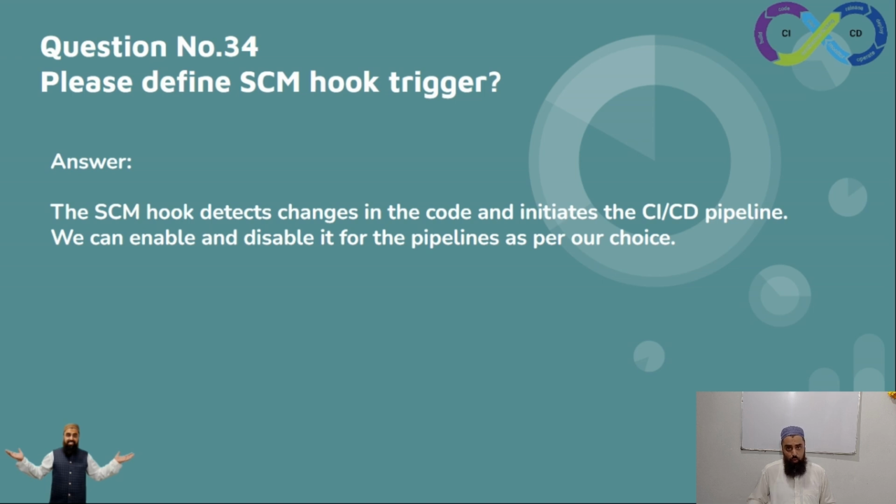Question number 34. Please define SCM, source code management, hook trigger. The SCM hook detects changes in the code and initiates the CI/CD pipeline. We can enable and disable it for the pipelines as per our choice. If we want our CI/CD pipeline to be fully automatic, and to run when there is some code commit or any changes in the code, then we can use this SCM hook, and that would trigger our CI/CD pipeline.